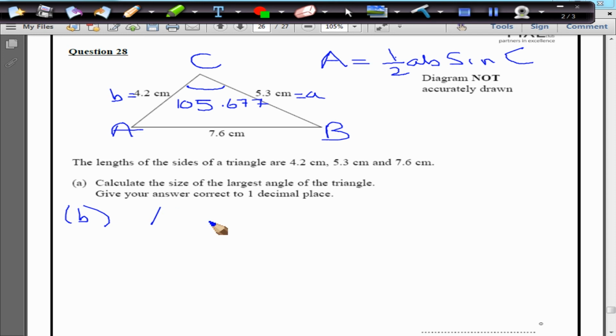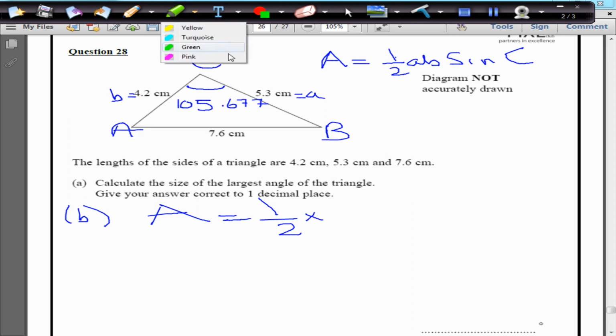So now we can put all that stuff into the formula. Let's copy it down once more over here. That's the formula stated at the top. So it's half times the A value. What is the A value? 5.3. And then times that by the B value. What's the B value?